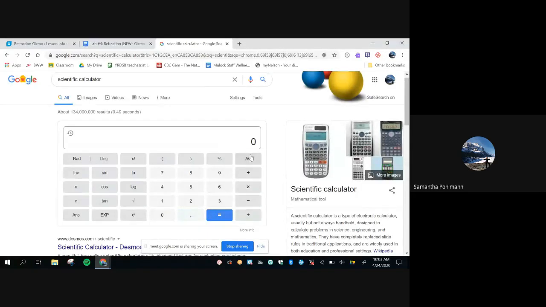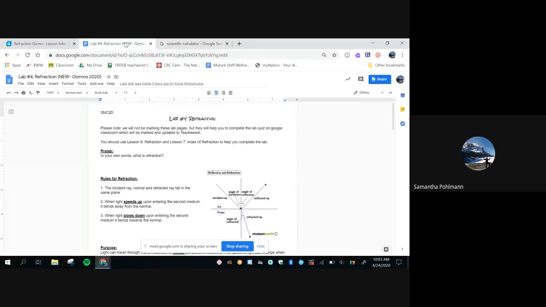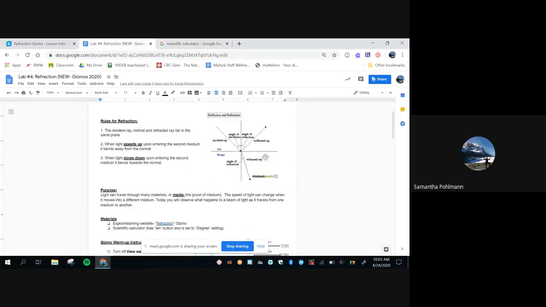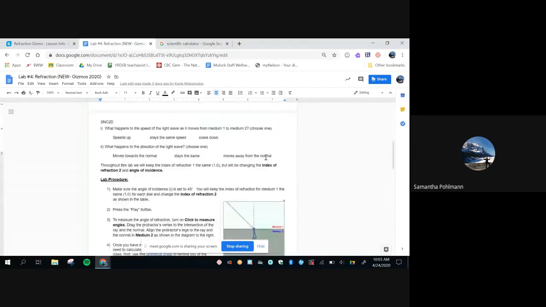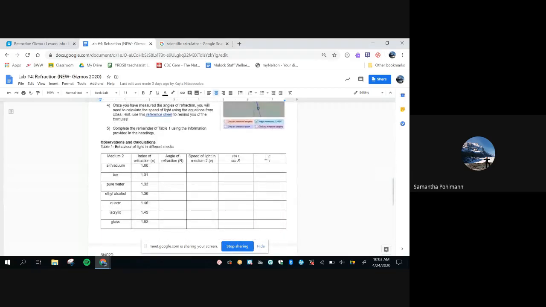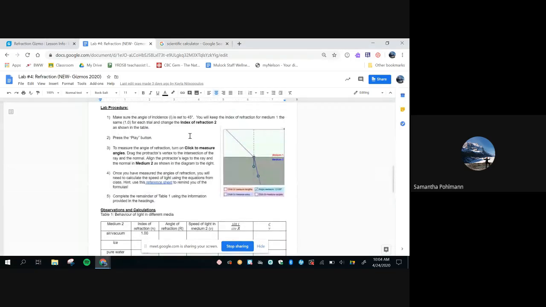Okay, so I think I'm understanding your question correctly. I'm just going to pop over here to the lab itself. So I'm going to scroll down to the table that you need to fill in. I just want to mention really quickly the settings, because if you change the settings, you're not going to get the right answers.